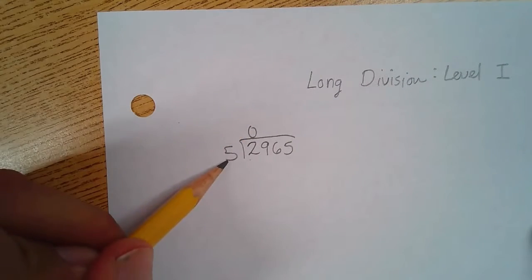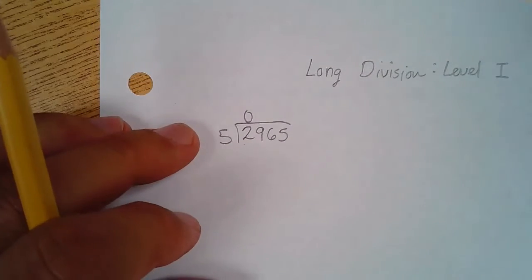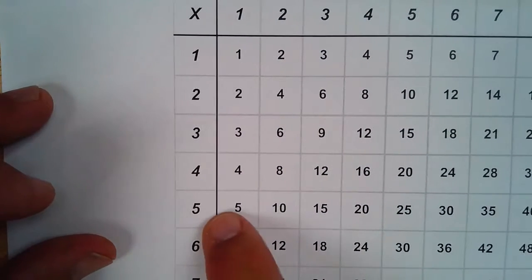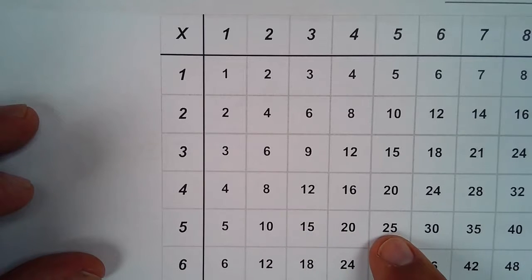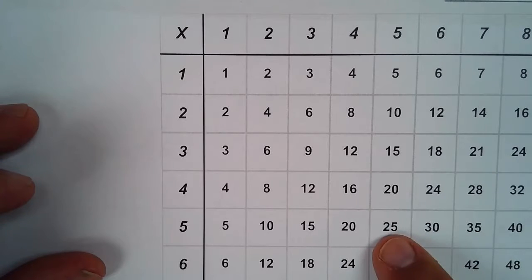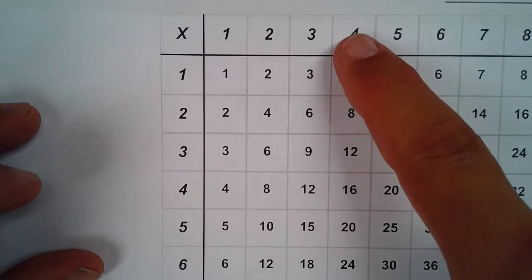Now I'm going to extend it to 29. How many times will 5 go into 29? Let's see. I'm trying to get as close to 29 as I can. 25 is pretty close, but I can't go over. 30 is over. 25 is under it. 20 is also under it. And let's see what happens when I have 20. So 20, that's 5 times 4.